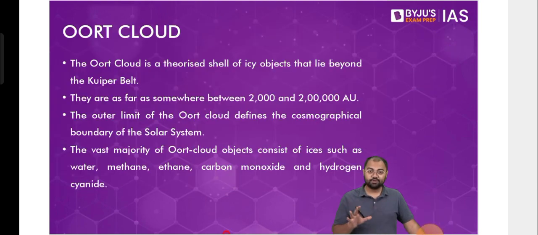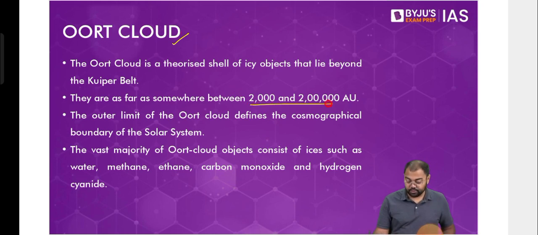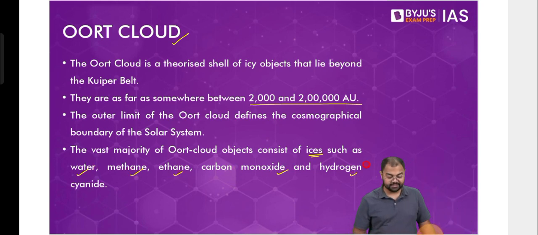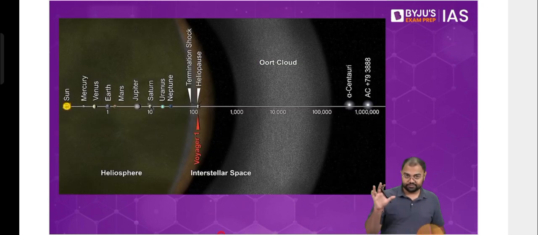Then after that, we have the edge of the solar system called the Oort cloud. In the case of the Oort cloud, we say that it exists between 2,000 and up to 2 lakh astronomical units. It's a big space that we are talking about, and it contains a lot of frozen things, for example, ices such as water, methane, ethane, carbon monoxide, hydrogen cyanide, etc. They might be present in this region, and this is theorized, because it's too far away from us to comprehend the exact nature of the composition of this area.